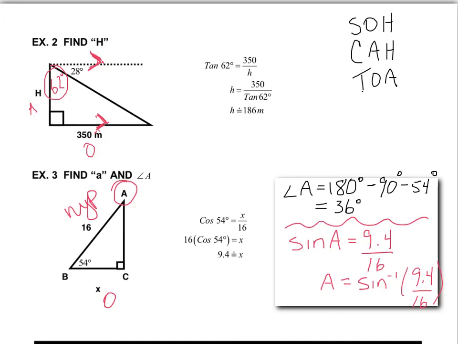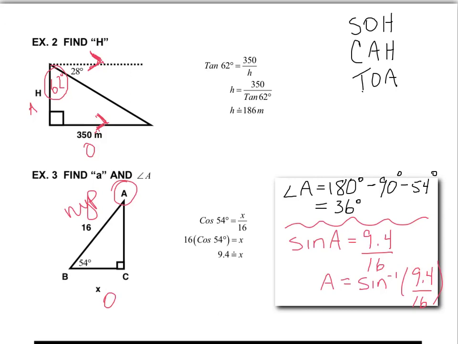The first way is more accurate because you're using the information that was already given to you, namely the angles 54 and 90. This one's going to be a little bit off because you ended up rounding the 9.4 in your answer over here. So you're going to get close to the correct answer, but not bang on. But both of those methods will work.